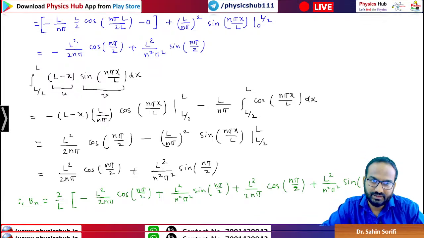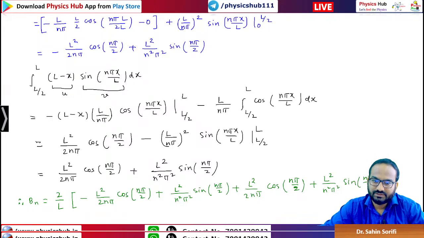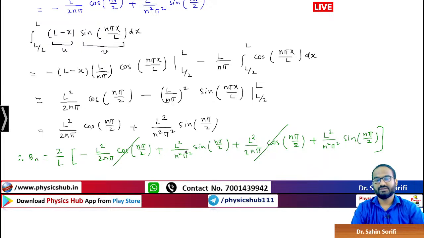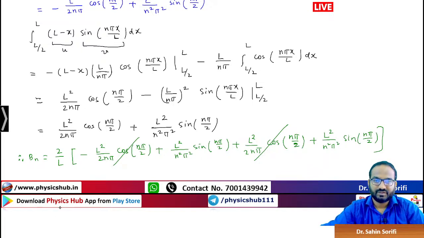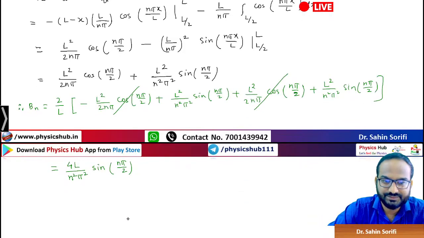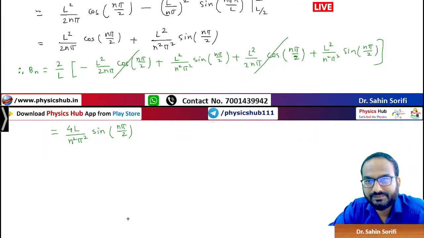Okay, now you see this cos term is cancelling, minus L square by twice n pi cos n pi by 2 and plus this, the 2 terms are cancelling, and these two terms are same, so 2 times of this. So 2 into 2 is 4, and one L is cancelling, so this becomes equal to 4 L by n square pi square sin n pi by 2. A very good expression we are getting: 4L by n square pi square into sin n pi by 2.